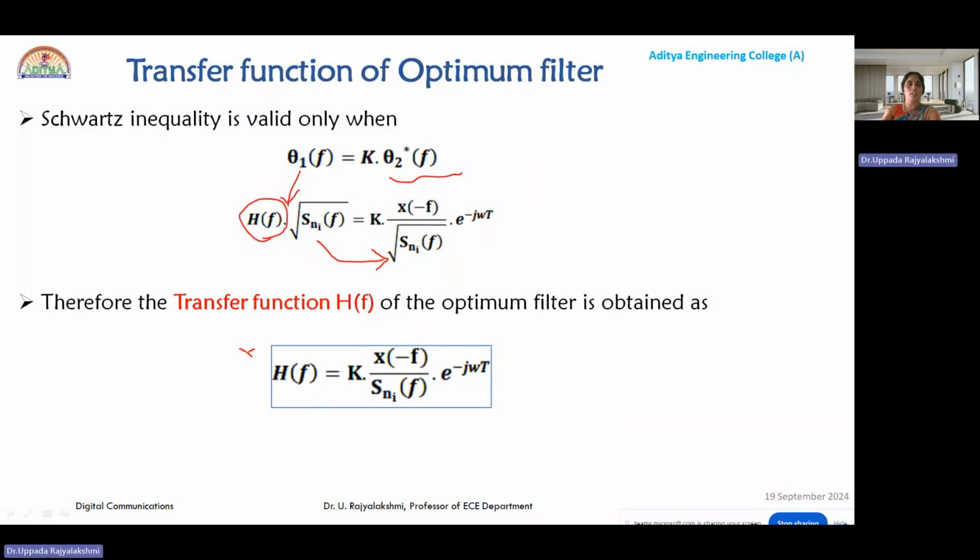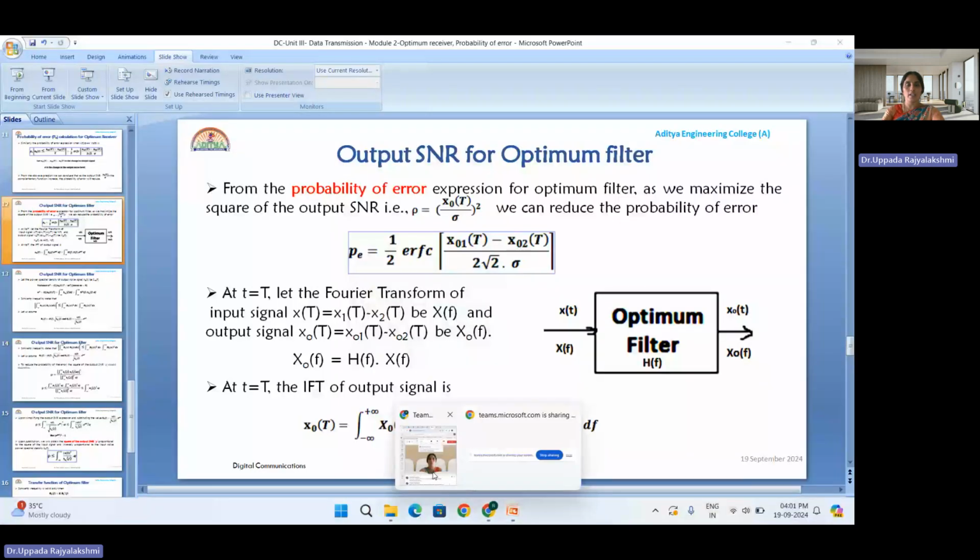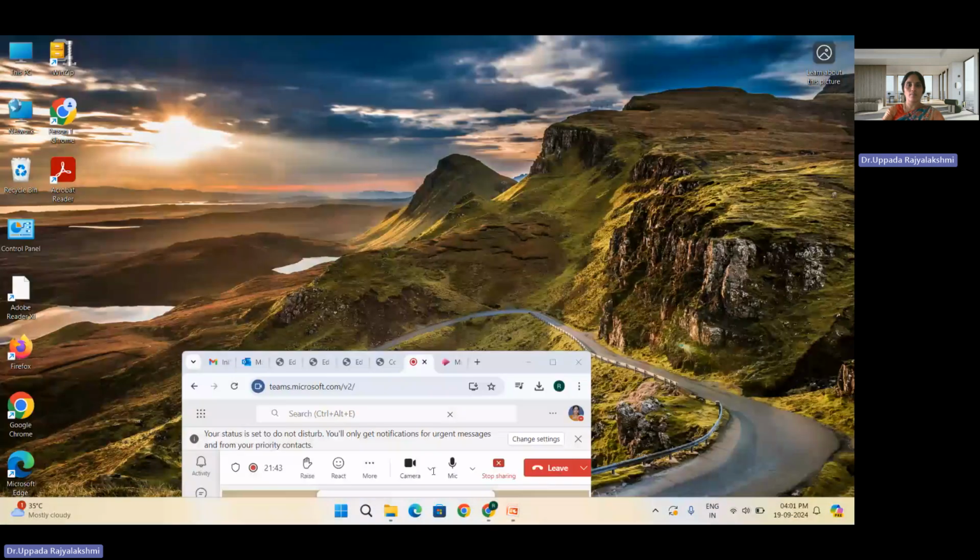So in this module, we learned the output SNR and transfer function calculation of the optimum filter. Thank you for listening. In the next module, we can continue with the probability of error and optimum filter calculation.